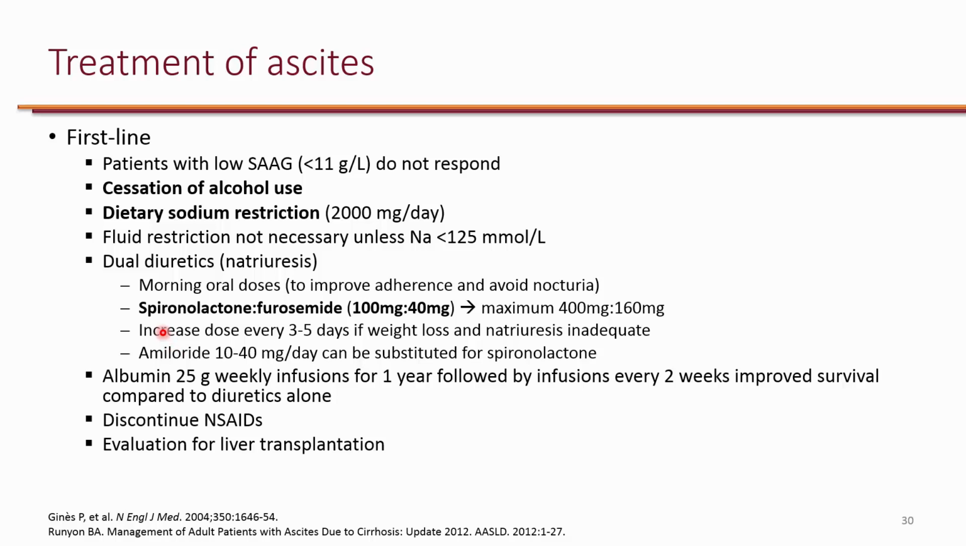The most commonly used regimen is spironolactone and furosemide, and you have to use this in a ratio of 100 milligrams to 40 milligrams. So spironolactone 100 milligrams and furosemide 40 milligrams, and you can titrate the dose. You can increase the dose every 3 to 5 days, but you have to maintain this ratio. And the reason we maintain this ratio is because we're trying to get rid of sodium, but we want to make sure that potassium stays the same. So if you have a potassium-sparing diuretic, if you use this combination in this ratio, it will hopefully maintain potassium at the same levels.